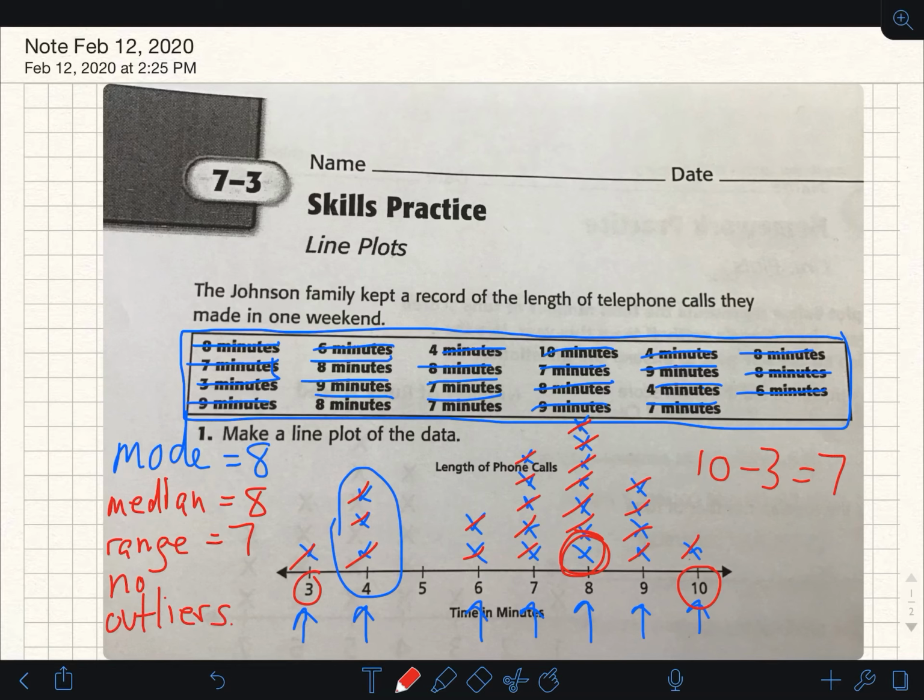Okay, so I hope this is an example of line plots and just what they mean and how to create them. Good luck on your homework.